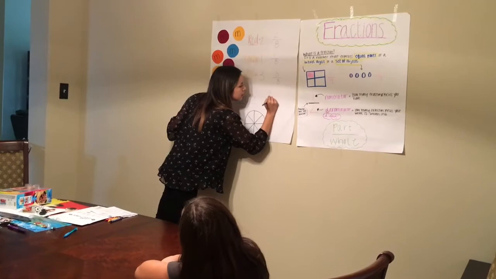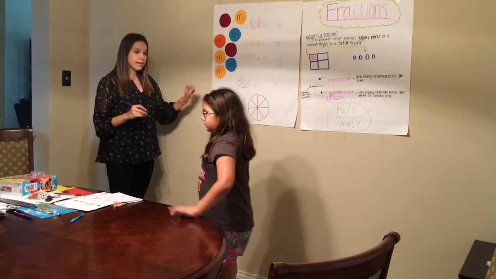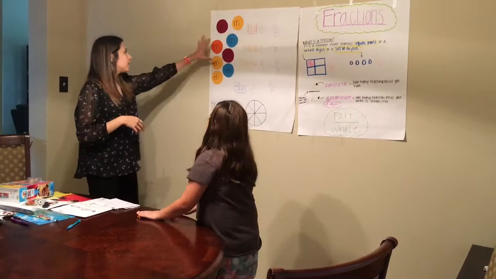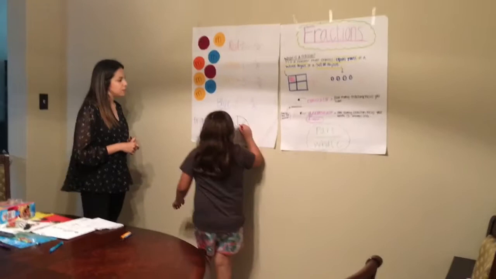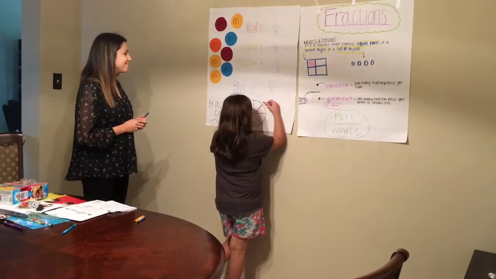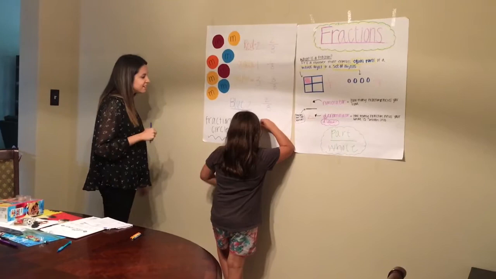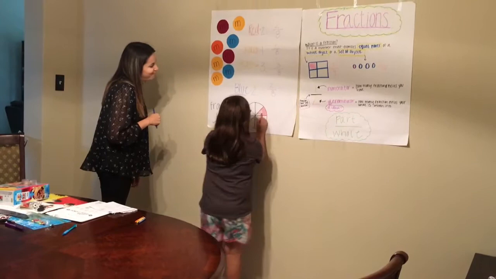Awesome. All right, if you want to come up here and help me with my fraction circle and help me shade in how many I have, and I have these crayons right here for you representing all the colors of my M&Ms. So if you can shade in on this fraction circle 2/8 of red M&Ms. Doesn't have to be perfect, you can just shade it in. Okay, and one more of them.